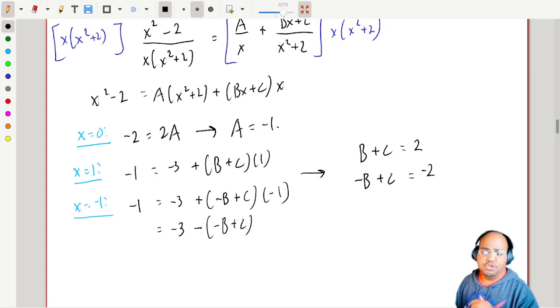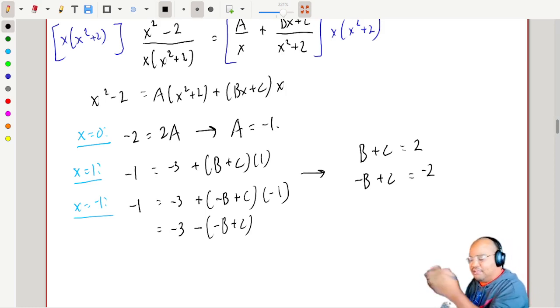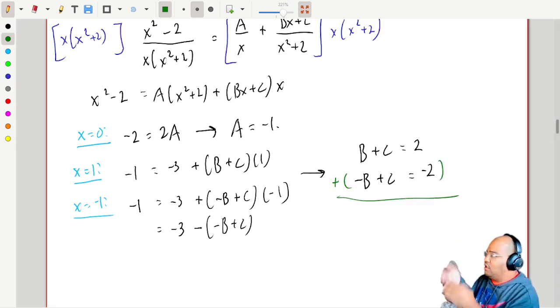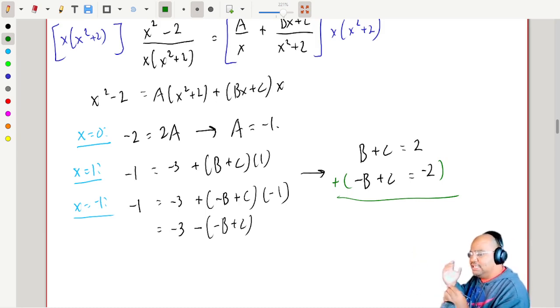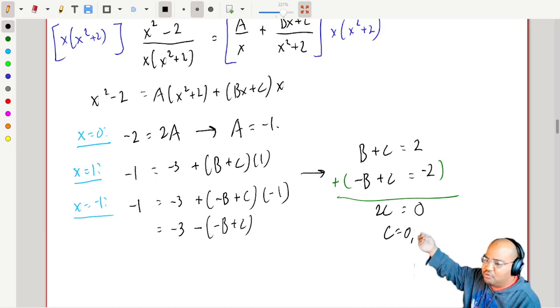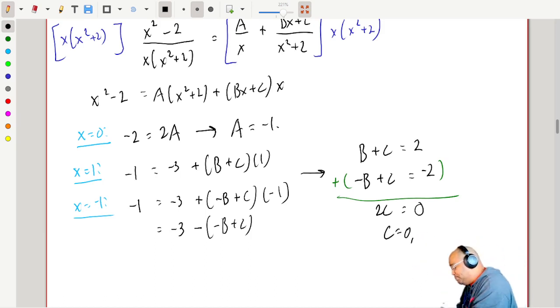Two equations and two unknowns. You can solve this however you like, elimination or substitution. For me, I can easily spot it. If I add these two equations column-wise, take a look at what happens. b minus b is 0, so those eliminate. c plus c is 2c, and 2 minus 2 is 0. And guess what? c is 0. Now I plug that into either one of the equations, and no matter what I do, I get that b is equal to 2.